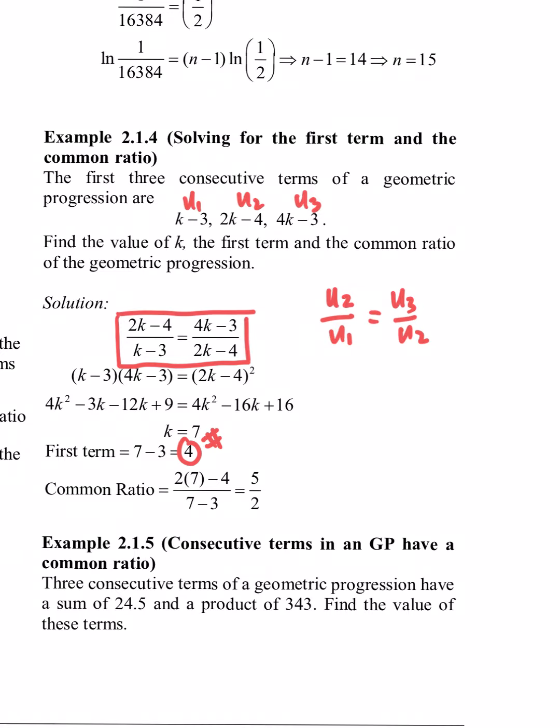Now I can go on to find the second term, U2, which is equal to 2 times 7 minus 4, and this will give me 10. Okay, so I have U2, I have U1. So U2 divided by U1 will give me the common ratio, which is 5/2.